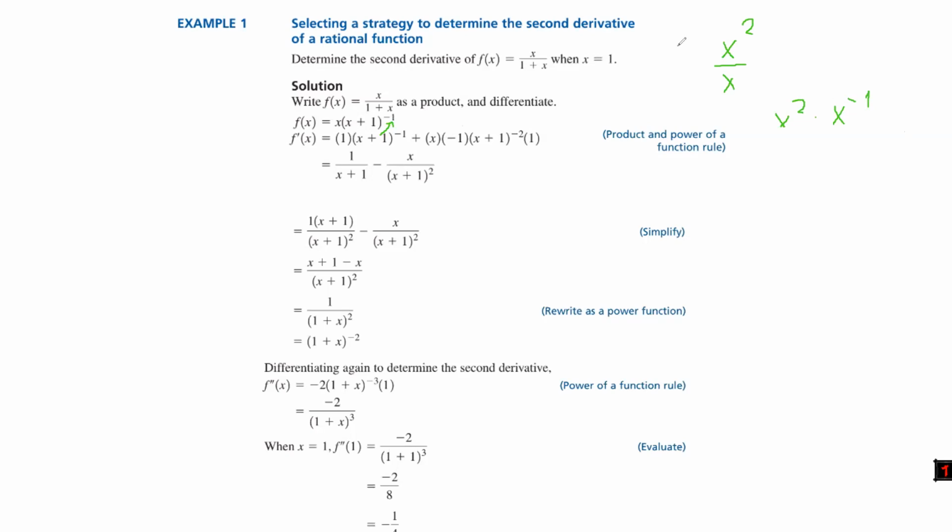Yeah, so in this case, we have the equation x over 1 plus x, and we need to find the second derivative when x equals 1. So what we do here, first of all, we transform it so it's easier for us to solve. How is it easier? If we represent it as a product of two functions, and then we apply the product rule and power rule. So x times (1 plus x) to the power minus 1, you can see it here.